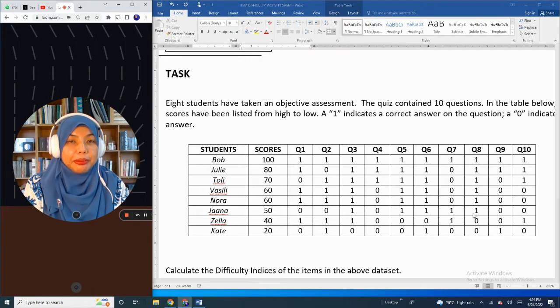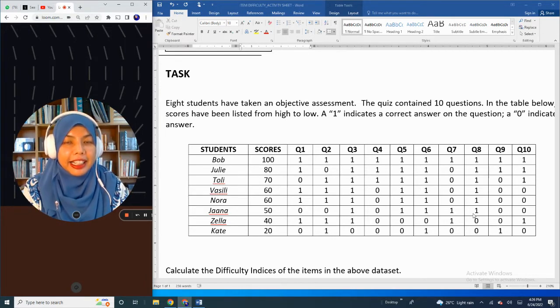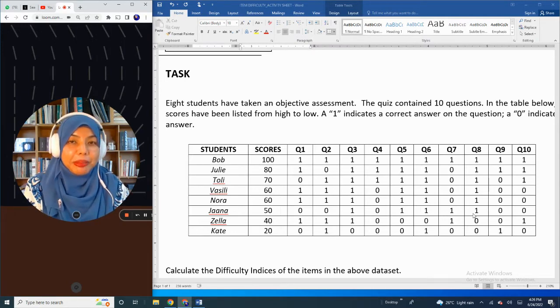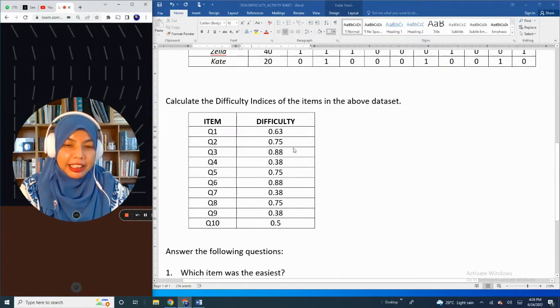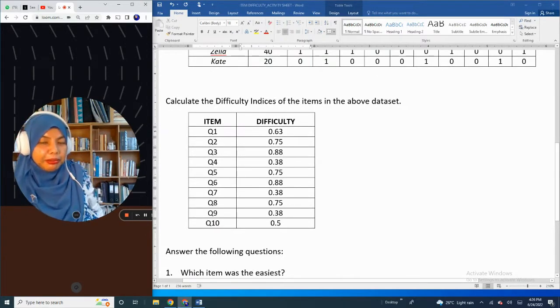All right, time's up. Are you done with calculating the item? Have you managed to get the difficulty indices for all the remaining 9 items? So let's check whether your answers are similar to mine. These are the item difficulty indices for all the 10 items.